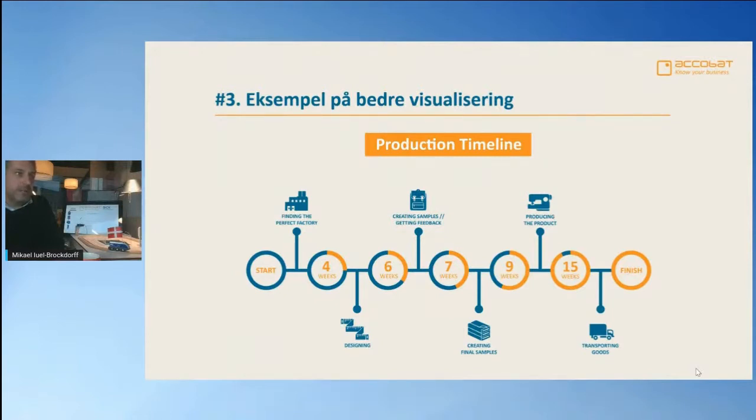And then 2 weeks again, we're creating final samples. And when that is approved, then we have between 9 and 15 weeks, 6 weeks, where we do the production. And then there's 1 week of transport, and then we are finished. So in 16 weeks, we can actually do your clothing for you. That's a really good storyline. People will remember that.